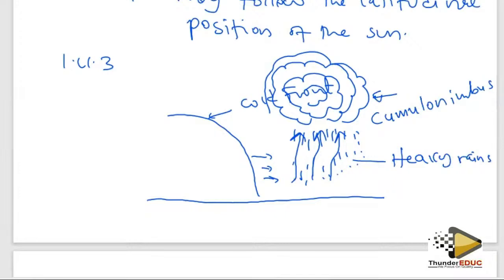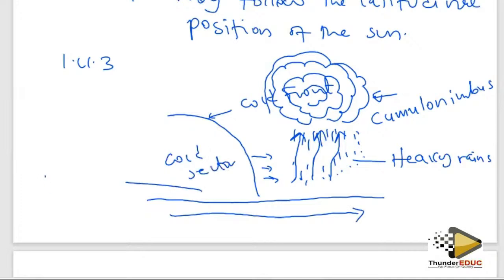This would be the direction of air movement. Will they move from west to east? So the cold sector, we're going to experience low temperatures.